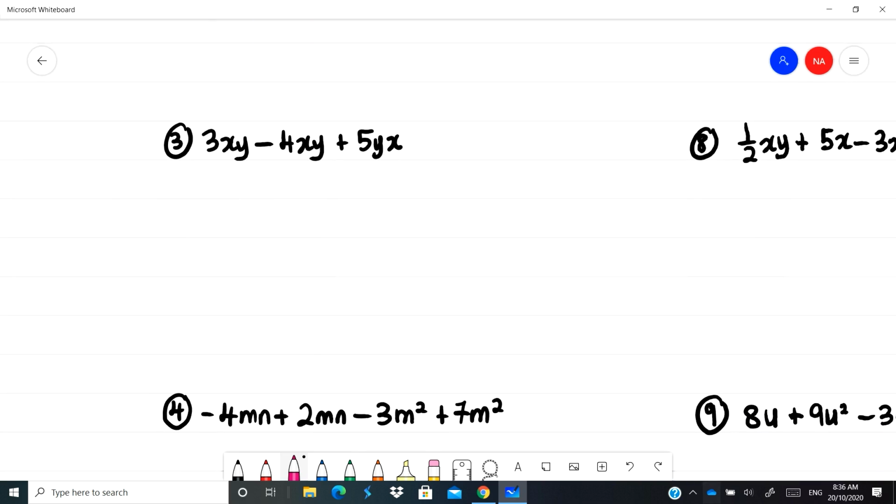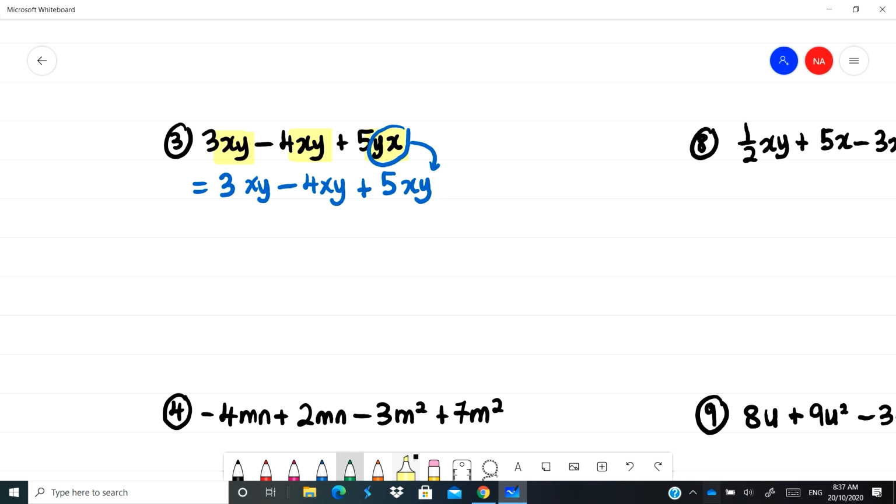Alright, so let's look at number 3. Look at your variable, xy, yx. Adakah sama xy dengan yx? Yes, actually it is sama. So bila dia sama, sebenarnya kita boleh tambah. So I'll just rewrite this as xy minus 4xy plus 5xy. That yx is actually sama dengan xy. I'll just write it in this form, so that it is easy for us to add.